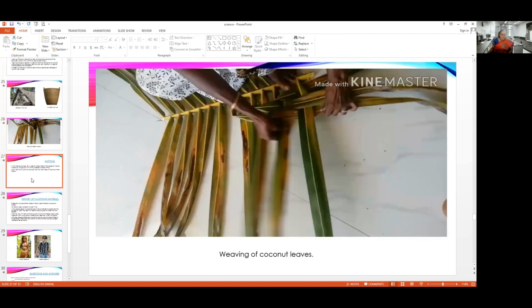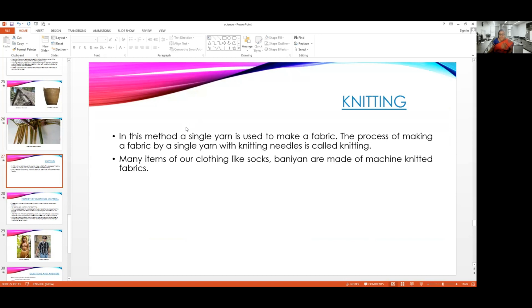Next, coming to knitting. In this method, a single yarn is used to make a fabric. For weaving, we use two sets of yarn. For knitting, we use a single yarn. The process of making a fabric from a single yarn with knitting needles is called knitting. Many items of our clothing like socks and banians are made of machine knitted fabrics only.